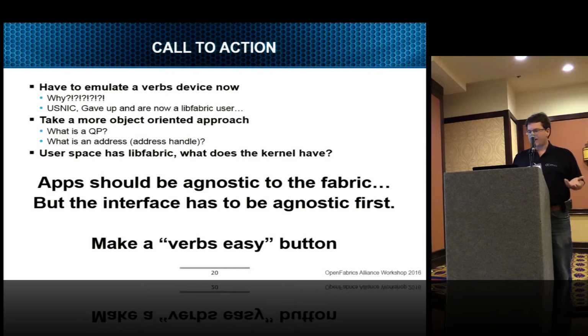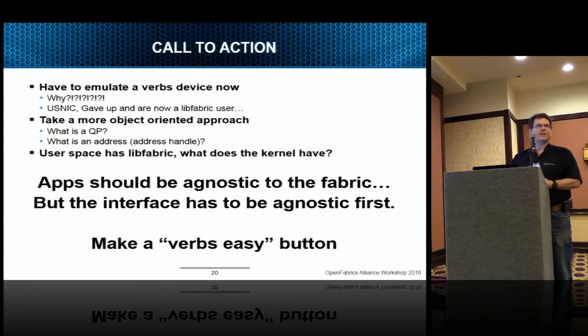User space has libfabric. What does the kernel have? People have said kfabric. Okay, what do we call it? Kfabric, extended verbs. Does it matter what we call it? I don't think so. What matters is that we do it. So apps should be agnostic to the fabric, but the interface has to be agnostic first so that they can move to that, and then we can plug these other fabrics in.